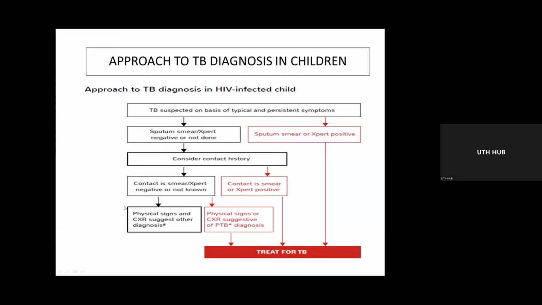A child who has HIV, has a smear positive, or Xpert that is positive, or urine LAM that is positive, automatically treat this child for TB. But if this child has features suggestive of TB, weight loss, night sweats, has been coughing, reduced playfulness, and there's a contact, just start treating this child for TB. It's better that way. If this child has a chest X-ray suggestive of TB, whether HIV negative or HIV positive, start this child on TB treatment, you will save a life.